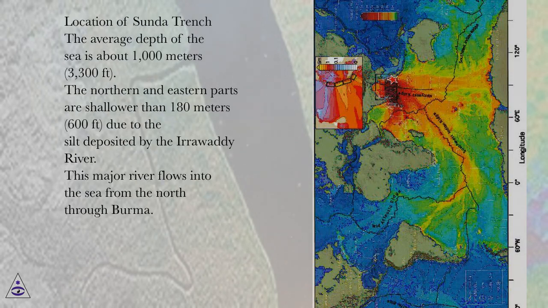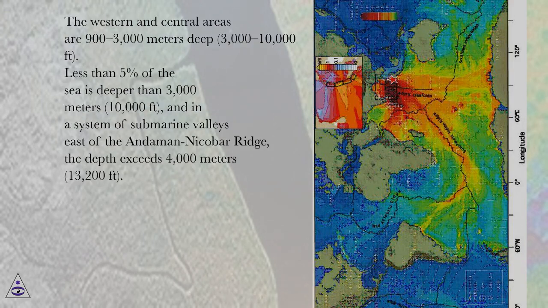Location of Sunda Trench. The average depth of the sea is about 1,000 meters, 3,300 feet. The northern and eastern parts are shallower than 180 meters, 600 feet, due to the silt deposited by the Irrawaddy River. This major river flows into the sea from the north through Burma. The western and central areas are 900 to 3,000 meters deep, 3,000 to 10,000 feet.